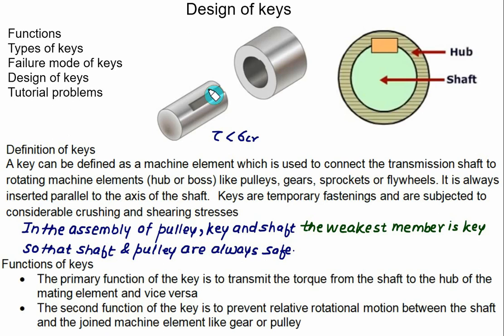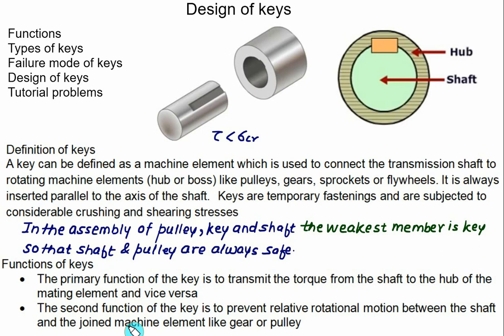Basically, keys are introduced between the shaft and the hub assembly or pulley assembly, and the primary function of the key is to transmit the torque from the shaft to the hub of the mating element and vice versa. The second function of the key is to prevent the relative rotational motion between the shaft and the joined machine element like a gear or pulley. So we have two functions of key. One is the primary function, which is to transmit the torque from the shaft to the hub, and the secondary function is to prevent the relative motion between the shaft and the gear or pulley.